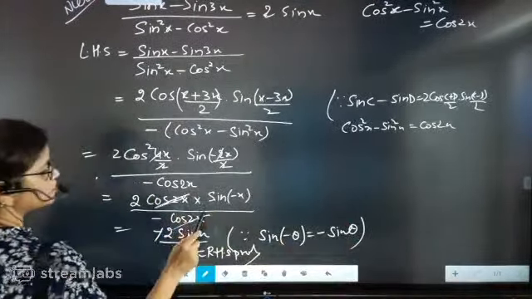Understood beta? Understood everyone? Understood beta how to solve this one? Children, tell me one time, did you understood how to solve this type of questions? Very good. Very good. Bhumi understood. Super beta. Super. Anila understood. Kritika understood. Pavitra understood. Super.